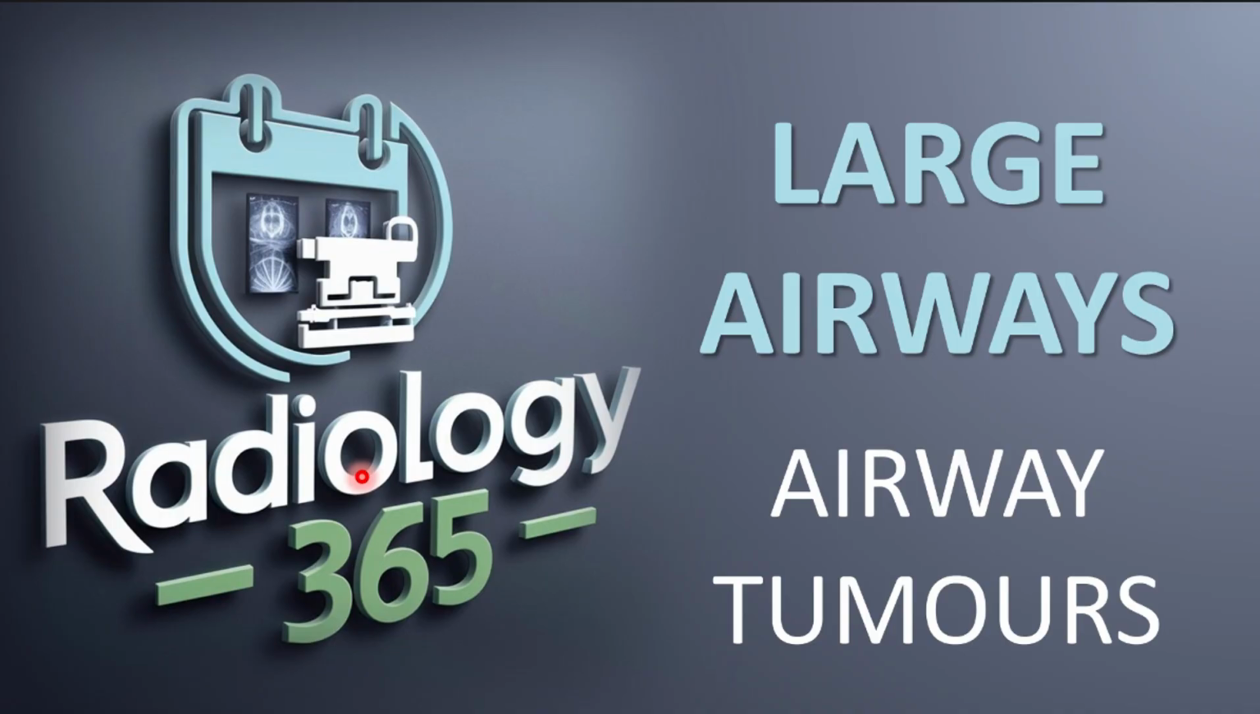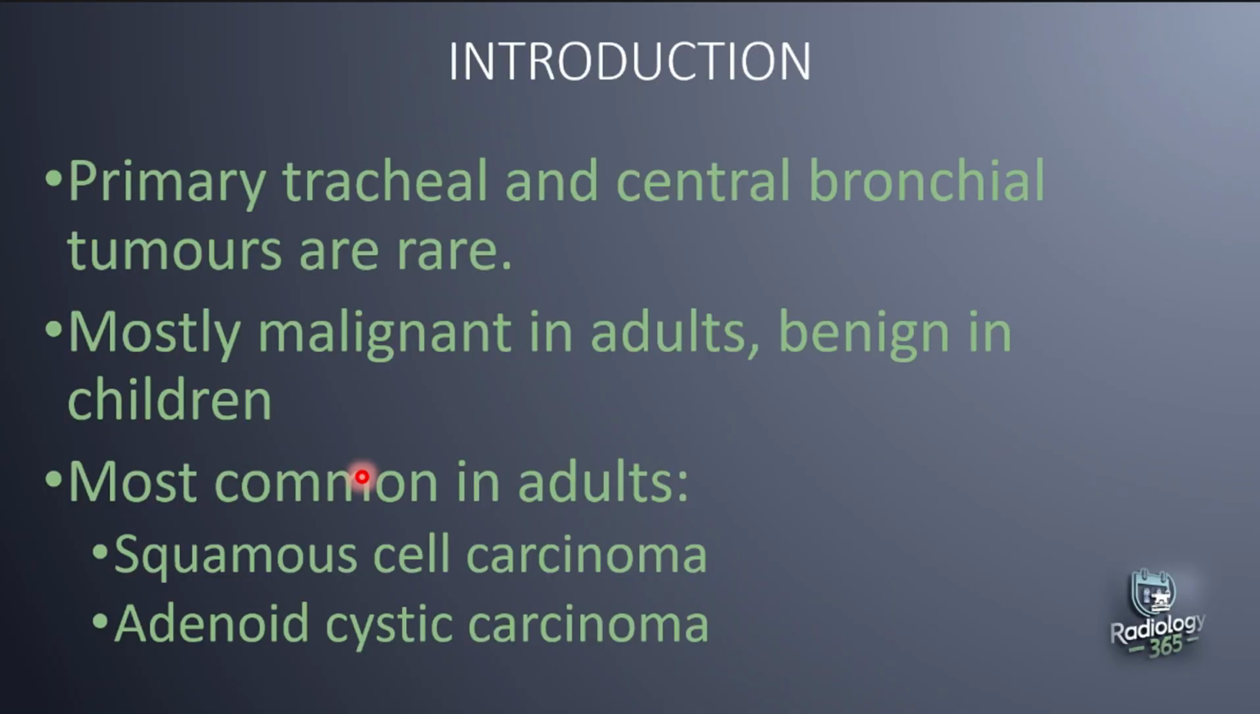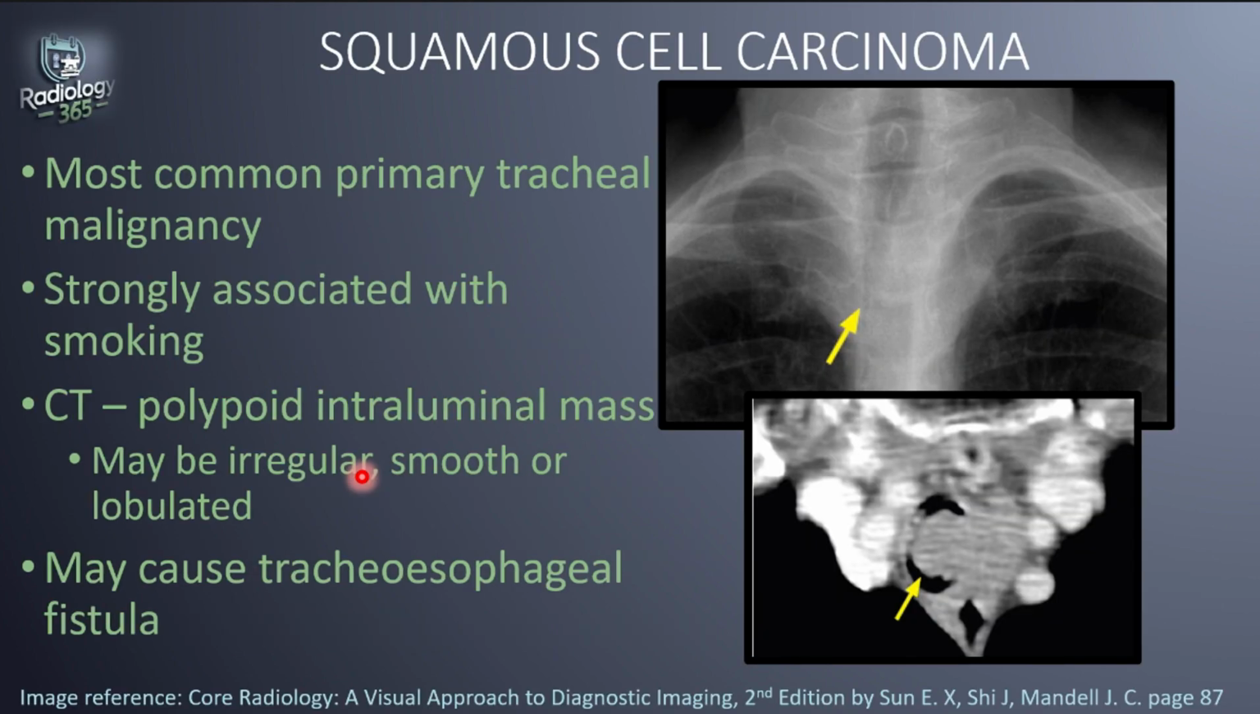Still on our discussion of the diseases of the airways, we are going to be talking about airway tumors today. Now, primary tumors of the trachea and central bronchi are rare. In adults, the vast majority of tumors are malignant, while in children, most of the primary tracheal and central bronchi tumors are benign. Squamous cell carcinoma and adenoid cystic carcinoma are by far the two most common primary central airway tumors in adults. So we'll start off with squamous cell carcinoma.